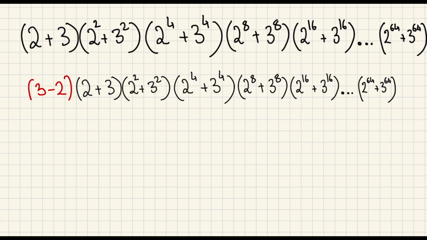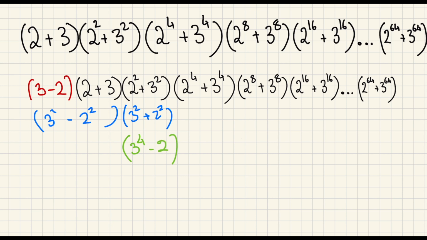2 plus 3 is the same as 3 plus 2. This is actually just the difference of two squares. So this first term is just going to become 3 squared minus 2 squared. Well, hang on a second. This second term now is going to become 3 squared plus 2 squared. So that just turns into a difference of two squares. So then we get the next line. And this is just going to keep on going.